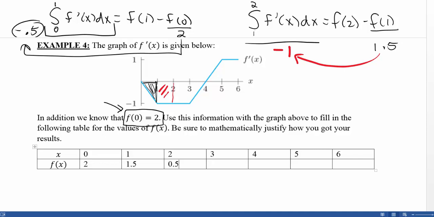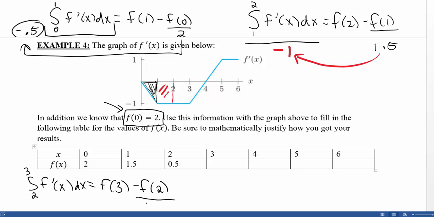So let's keep going. If I want to find my value at 3, I'm going to do the integral from 2 to 3 of f prime of x dx, which is going to equal, by the fundamental theorem, f of 3 minus f of 2.